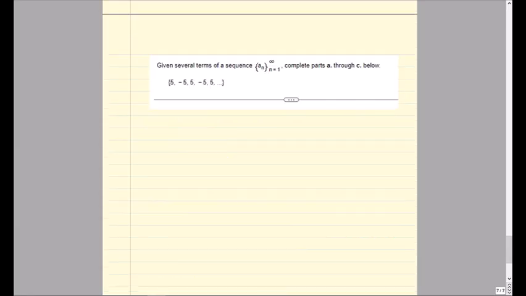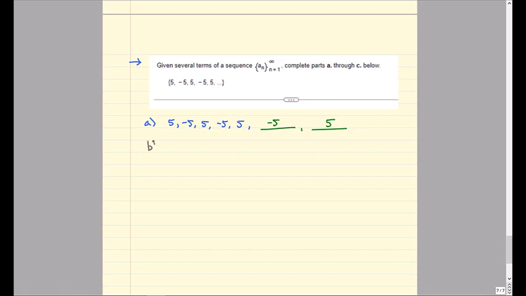Now when we're working with these types of problems, noticing that they're alternating is always going to bring up this idea of a negative, positive. So there's going to be a negative involved to a power, but this one's interesting because the positive negative is alternating, but the terms are not changing. So we're going to do parts A through C. Part A is to find the next two terms. So we have 5, negative 5, 5, negative 5, and then 5, and we want the next two terms. Obviously, it's going to be a negative 5 and then a 5 for the next two terms.